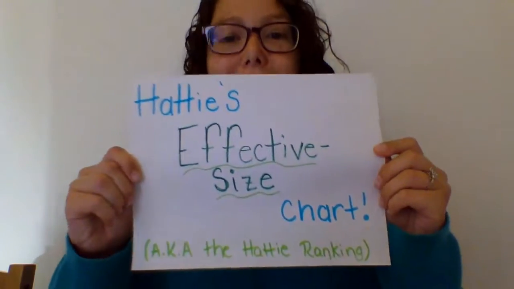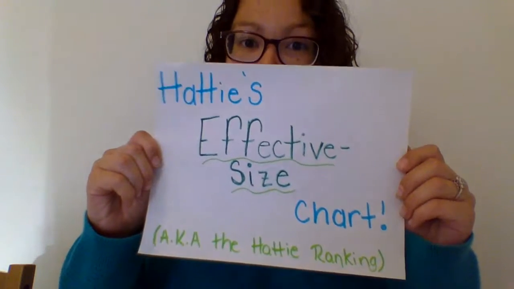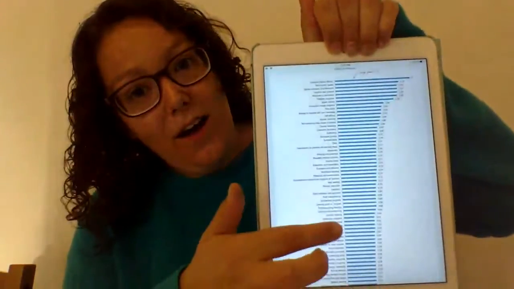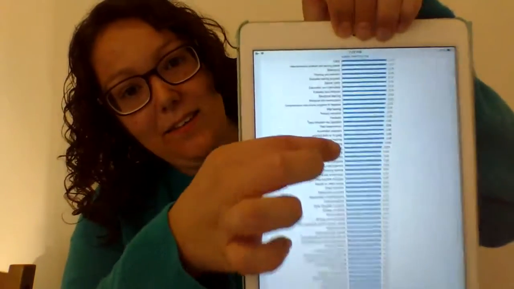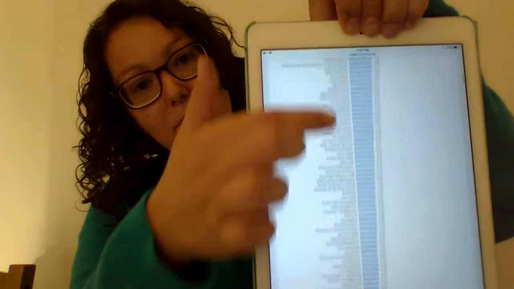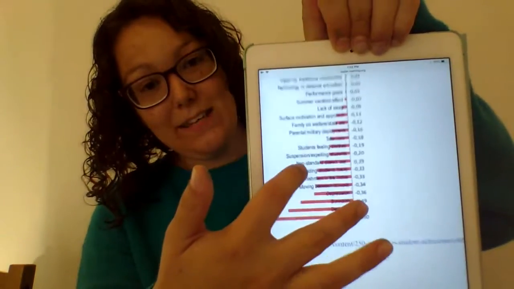And this science that he has come up with, he has put into a chart that is called Hattie's Effect Size Chart, also known as the Hattie Ranking. That chart is made up of 252 factors that can influence student learning and how much they impact it. Hattie gave all those factors a ranking. All 252 have a ranking shown on this chart from most to least effective. It keeps going, guys. It's huge, all the way into negatively effective.